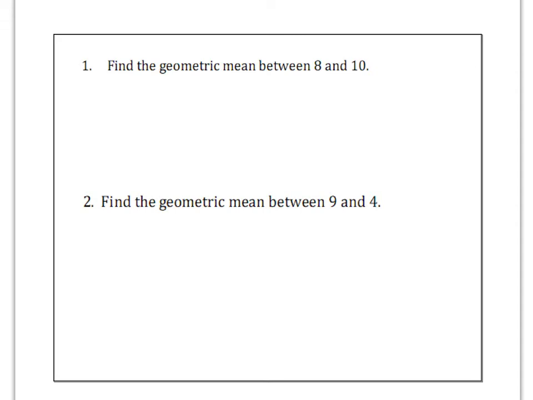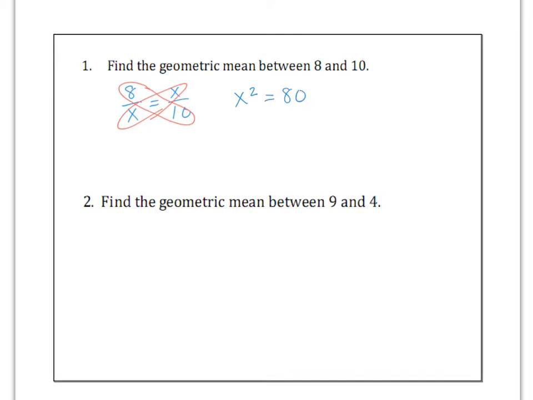So what we do is we set up a proportion. We go 8 over x equals x over 10. And then we cross multiply. So we're going to multiply x times x and 8 times 10. Well, x times x is x squared. And 8 times 10 is 80.